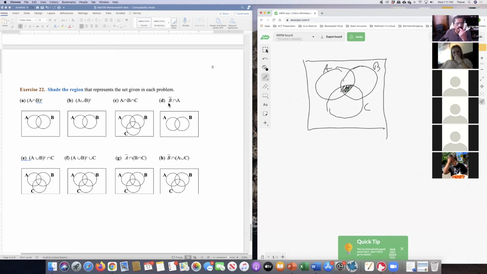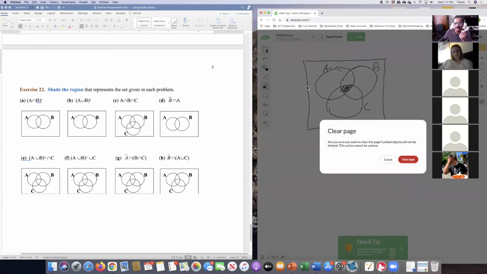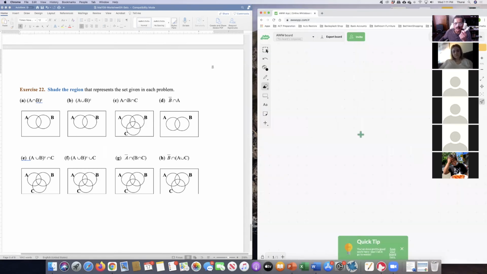Okay, B bar intersection A. Can somebody answer that? B bar intersection A? It's the part in the A circle, but without the intersection part. Right, part of the A without the intersecting part. Very good, you got it. So let me show you. B bar intersection A.